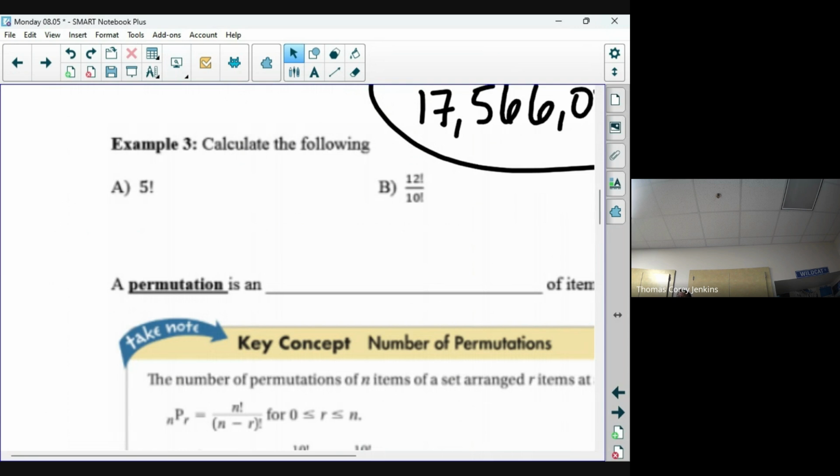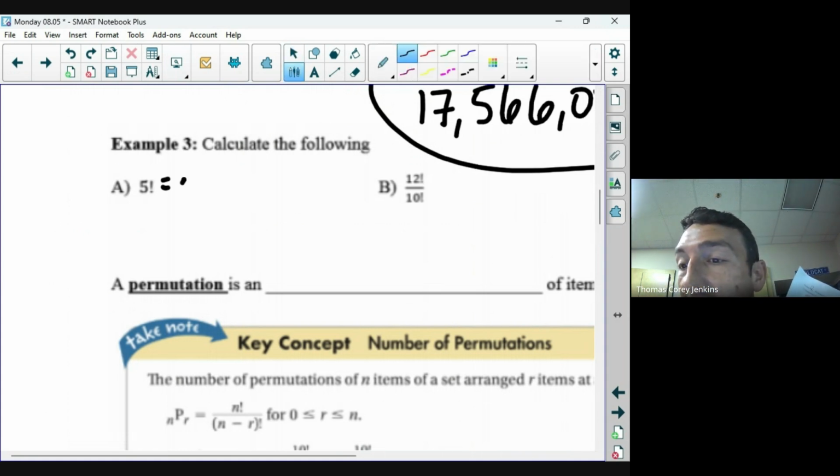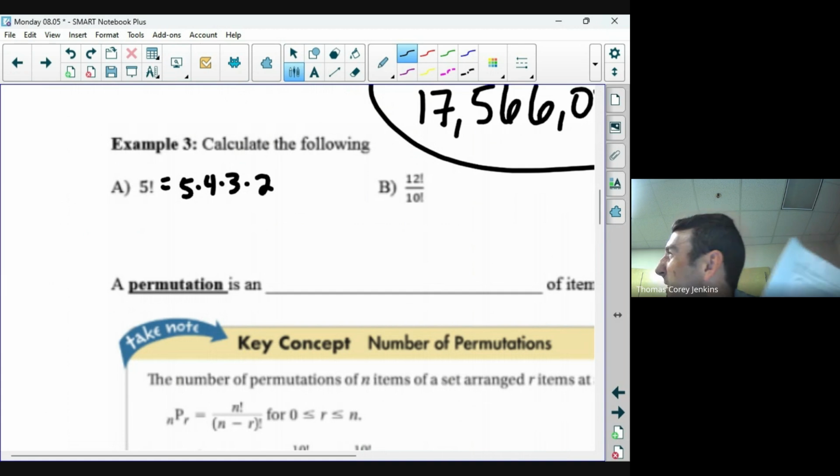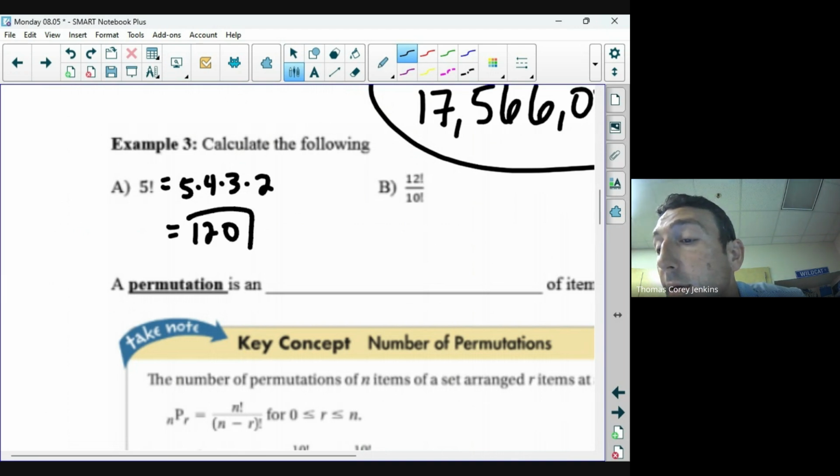So what that literally means, 5 factorial means 5 times 4 times 3 times 2 times 1. You don't really need the times 1, but you can go ahead and say that means 5 times 4 times 3 times 2. If you want to put times 1, you can, but that's not going to change anything. Then we could just type that in to get 120. 5 factorial is equal to 120.